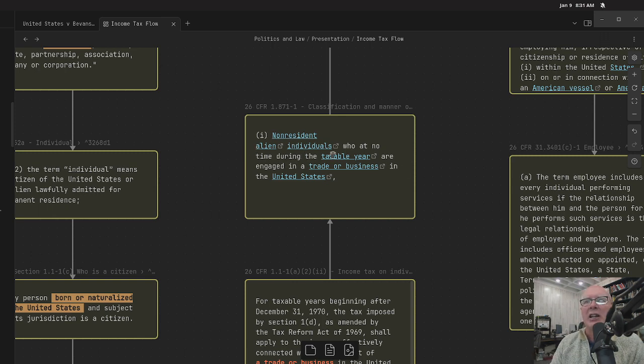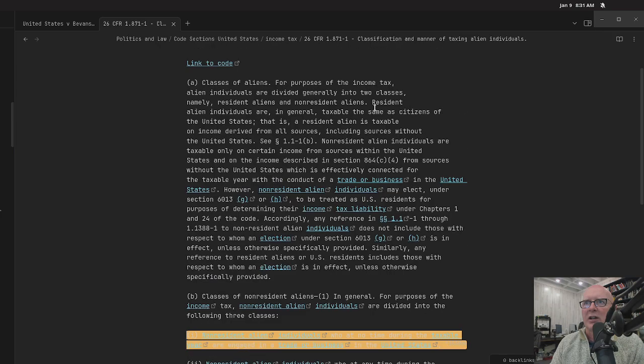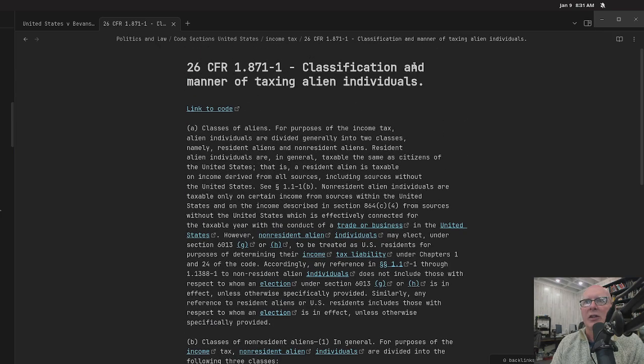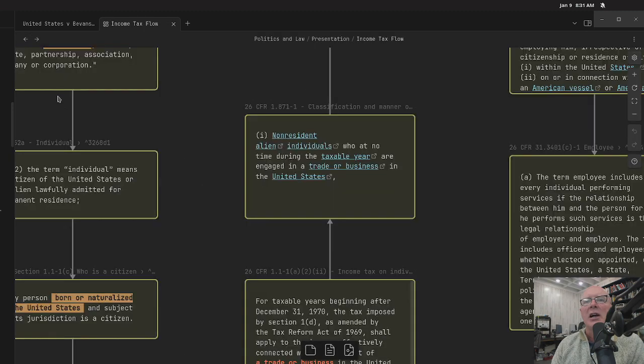So non-resident alien individuals who at no time during the taxable year are engaged in a trade or business in the United States. Just to show you this section, this is classification and manner of taxing alien individuals. So these are non-residents, they are non-citizens, but they are classified as aliens, and so they're trying to include them into a United States taxing situation.